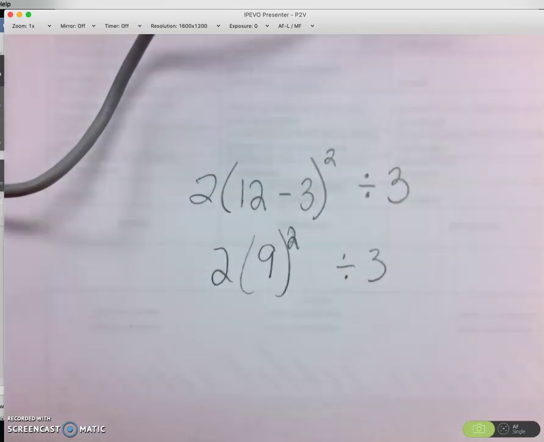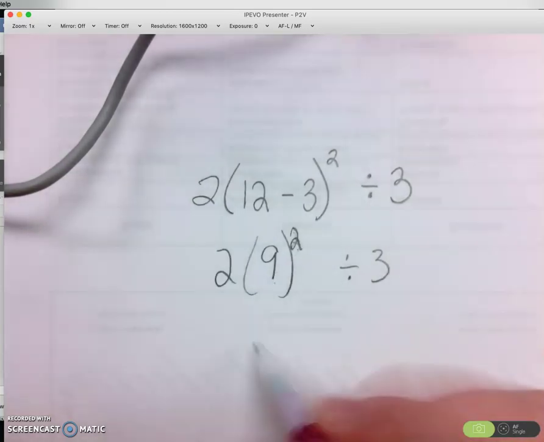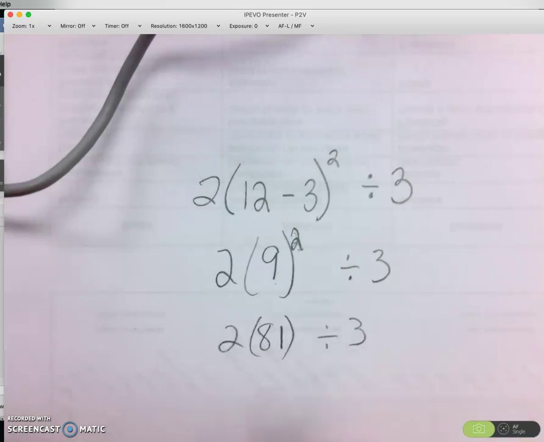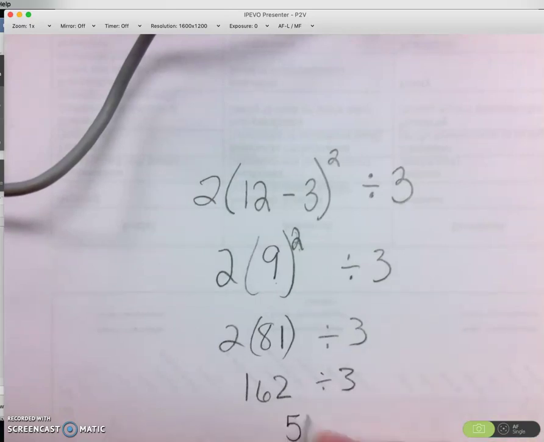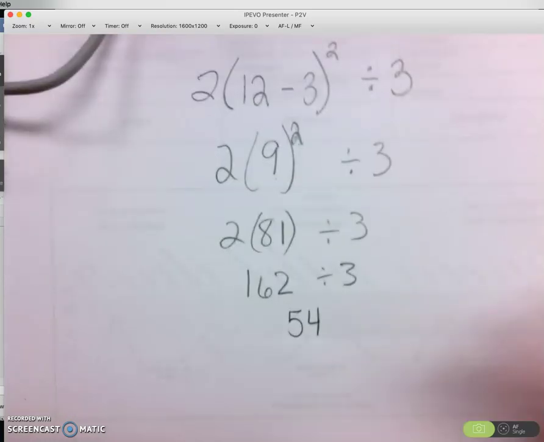Okay, so now I have to do, right, 12 minus 3. Then I have to do that 9 squared, which is 81. So 162 divided by 3, which is 54. And I would show as much work, like I said, out. You will not have a calculator. So you're going to have to know how to multiply these two numbers and then divide by 3.